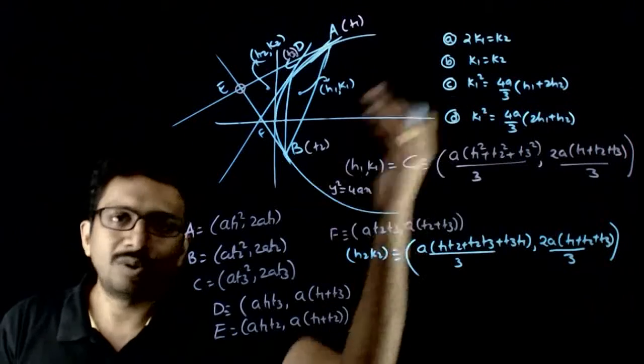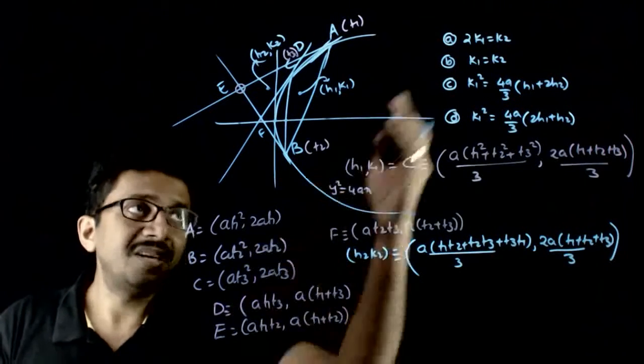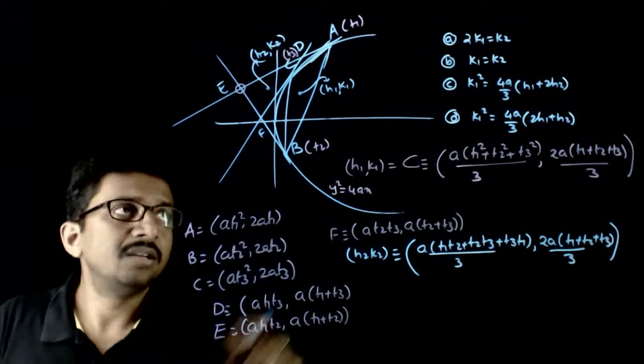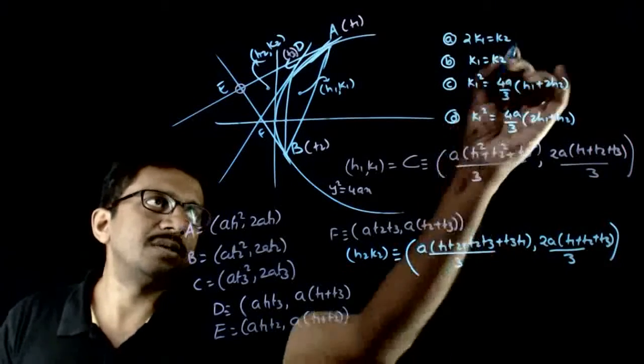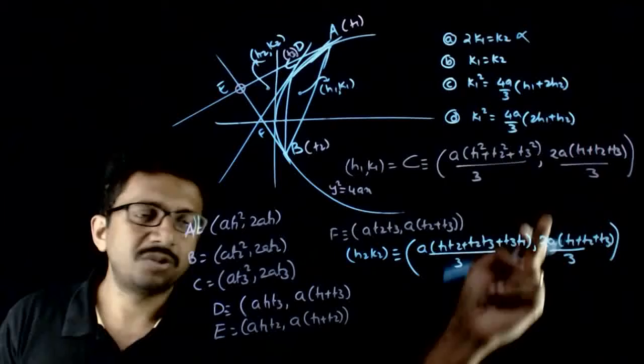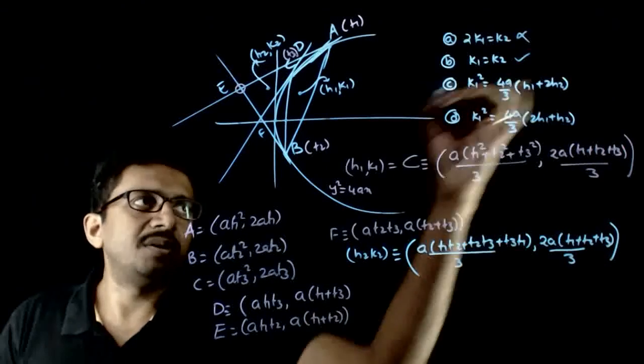Now let us go to our options and see if any of the options is valid. So 2K1 is equal to K2 is wrong. You can very clearly see that these two are equal. So K1 is equal to K2 is right.